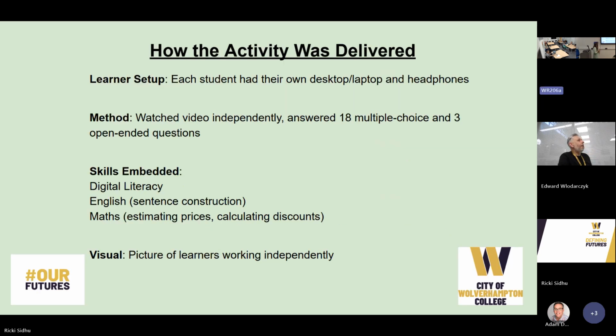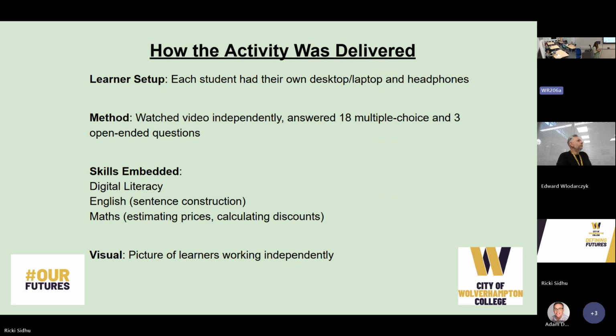Right, how the activity was delivered. Each student had their own desktop, laptop and headphones. The method was they watched the video independently and answered 18 multiple choice questions. I think I should have done less. And they had 3 open-ended questions.